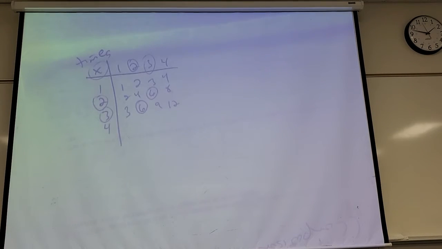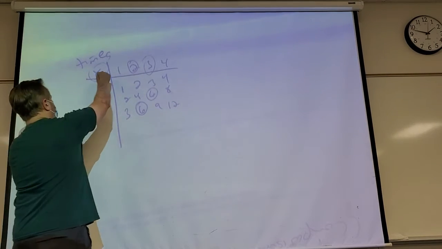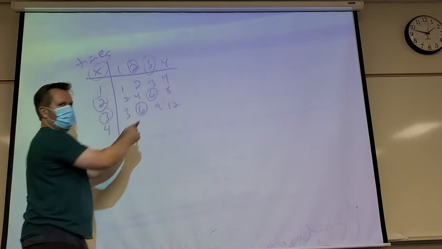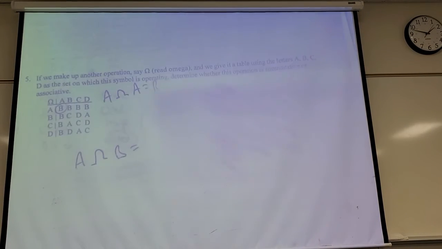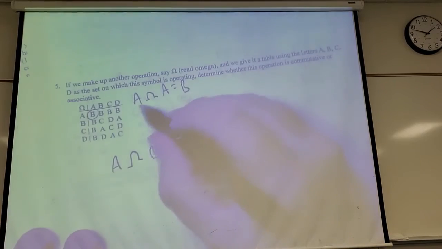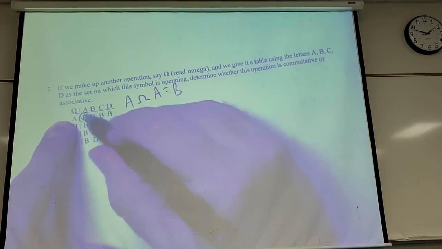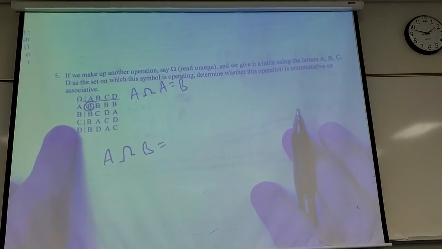Where did you look in the table? I know you know it, but let's look at the table. Where would you look in the table to see 2 times 3 is 6? The 3 right there, and then the 2. 2 times 3 is 6. Yeah, that's what I was saying. Stay with me. This table is the same thing. So what is A omega A? It's B. The same exact way.